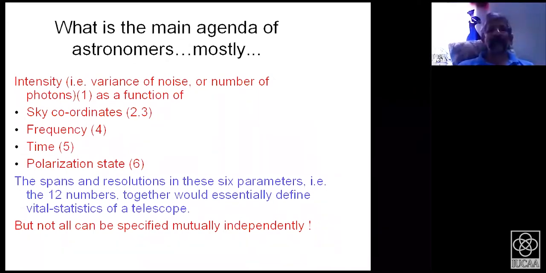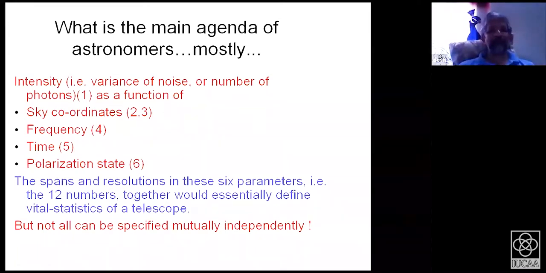We would like to measure the intensity, which can be, in the radio context, just the variance of noise that we receive, or in the context where you're counting photons, the number of photons. These we would like to know as a function of the sky coordinates, which adds two more parameters. We would like to know what the color of it is, or frequency, or wavelength. And we would like to see if these things are stationary or constant as a function of time, or varying as a function of time.